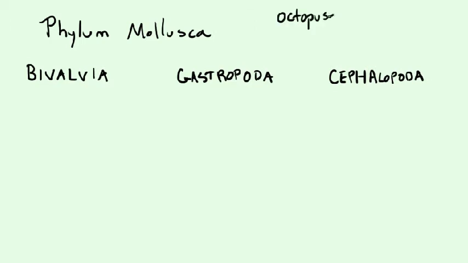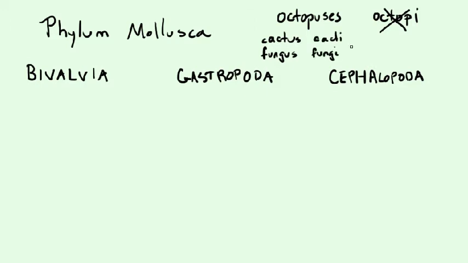By the way, octopuses is right. Octopi is wrong. Why? It's because octopus is not a second declension Latin noun like cactus or fungus. If it were, then you'd be correct to turn the us at the end into an i to make the plural as you do for cacti or fungi.